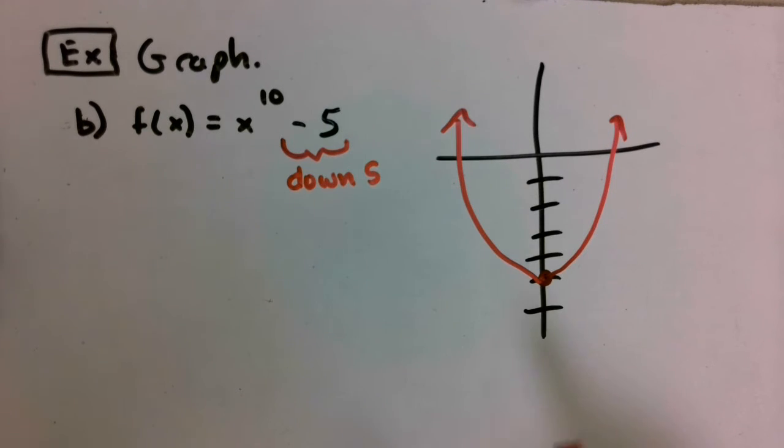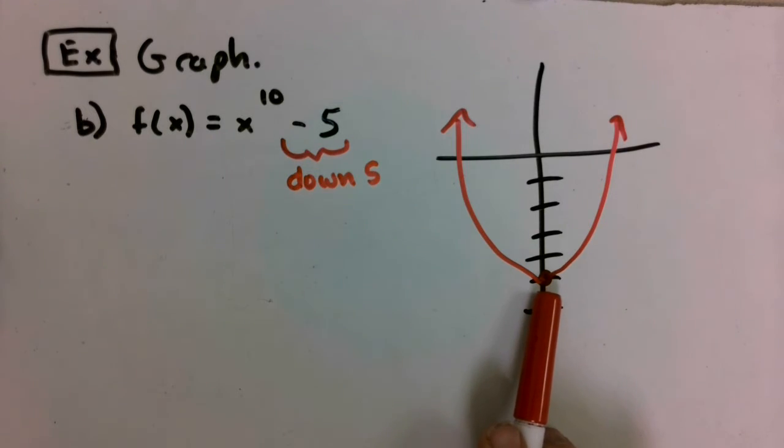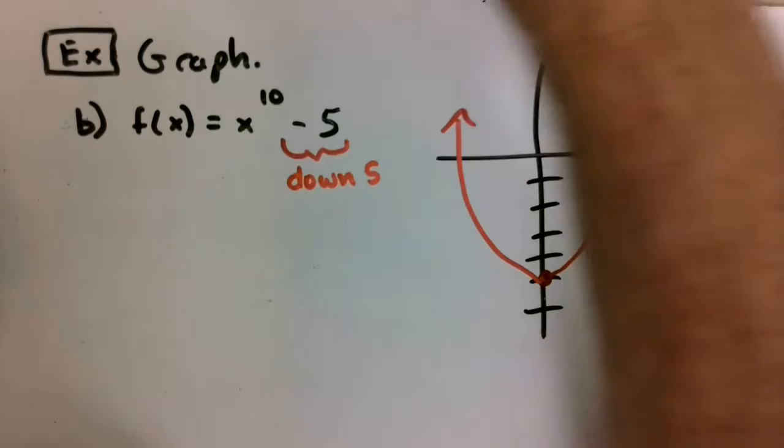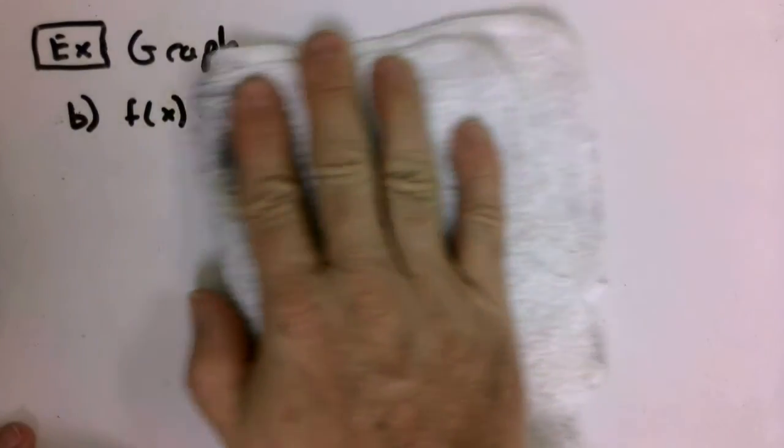Again, the only thing that is accurate in this graph is this vertex point. In order for us to get a more accurate graph, we'd have to plug in more values. But if we're just sketching, that is a reasonable sketch. We have the important point in the right spot, and it has the same general shape as the parent function.